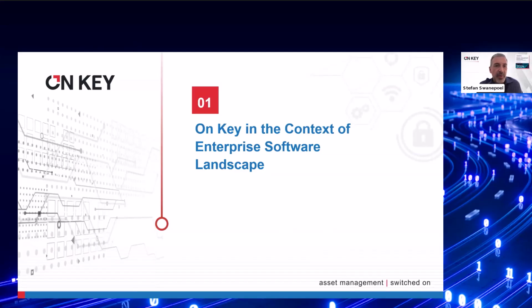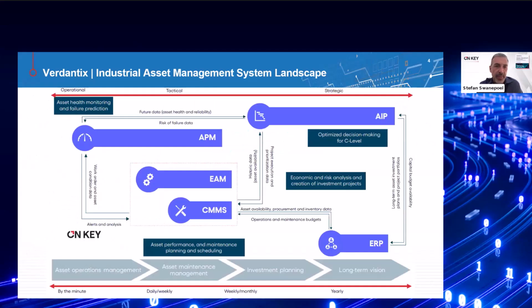Right. So then, if we go into the first agenda item, and this slide we've used before, I think it's always important to get the picture of where On Key fits into the bigger industrial asset management landscape. There's a lot of different tool sets and different applications in this picture. But for those that know On Key, where it really plays is in that space of asset performance management, enterprise asset management, and then also the computerized maintenance management picture.